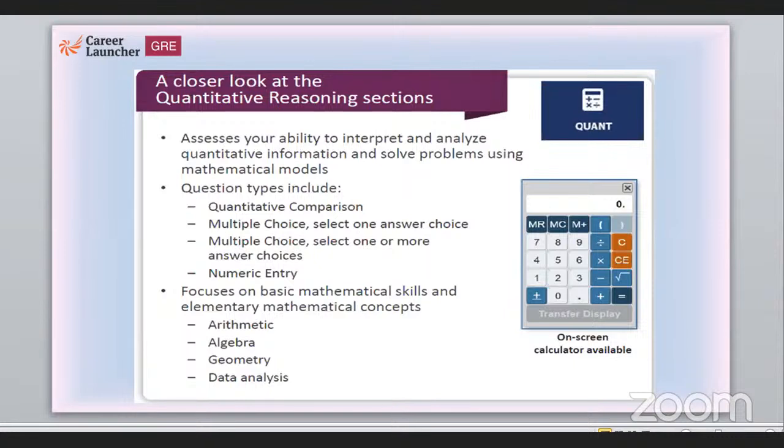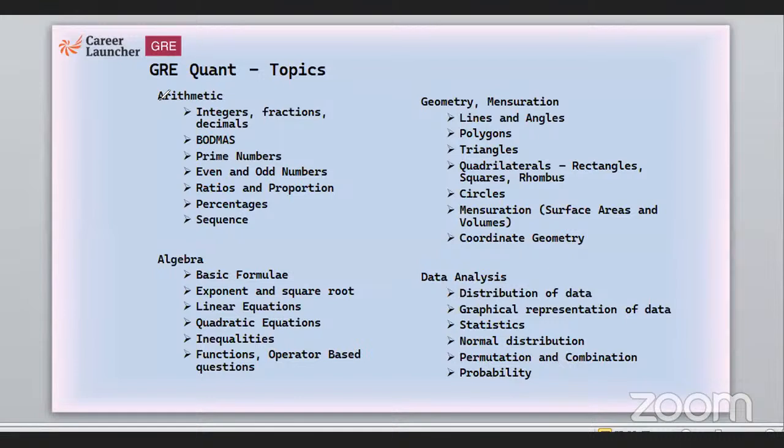I'm just showing you what all topics we cover under these 4 broader parameters: arithmetic, geometry, algebra, and data analysis. In arithmetic, we cover all the percentages, ratio, proportion, sequence series based questions and interest based questions and all. In algebra, you have all the algebra based equations and functions and inequalities and quadratic and all that stuff.